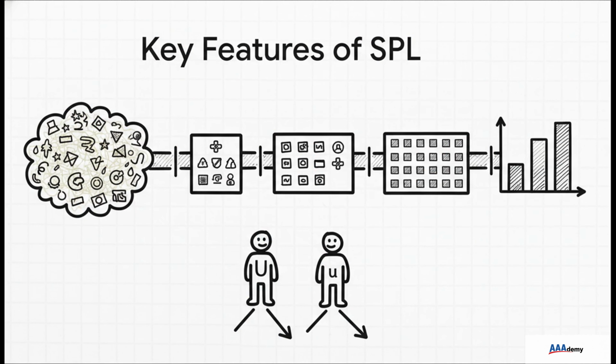Okay, so at its core, SPL has this really cool pipeline concept. You start with a big, broad search, and then you use the pipe symbol, that vertical bar on your keyboard, to funnel those results into the next command, which then refines them. You just keep chaining commands together, getting more and more specific with each step. And here's a super important detail that gets everyone at first. SPL is case-sensitive. User with a capital U and user with a lowercase u, those are two completely different things to Splunk. You've got to watch out for that.